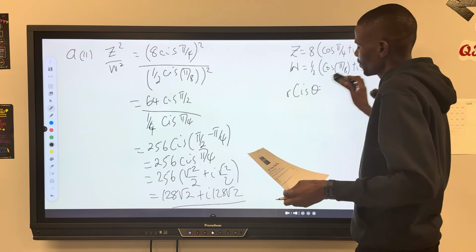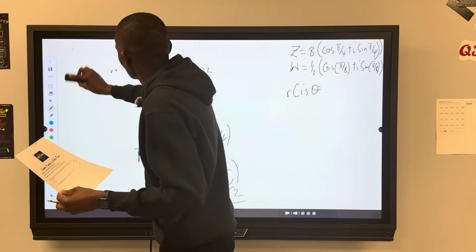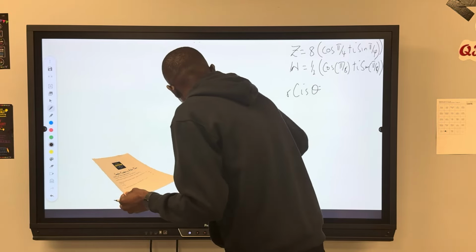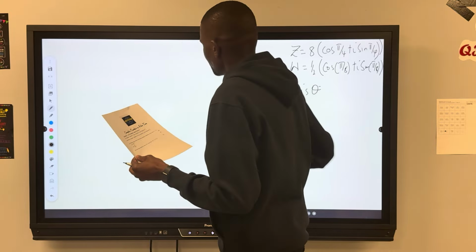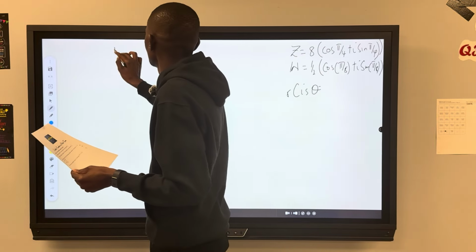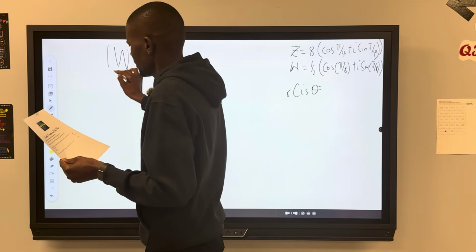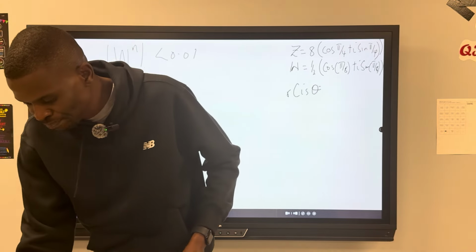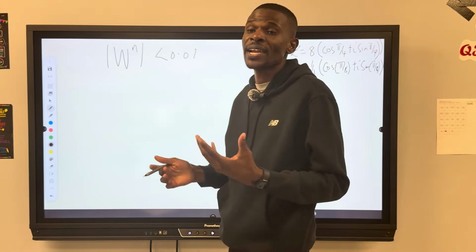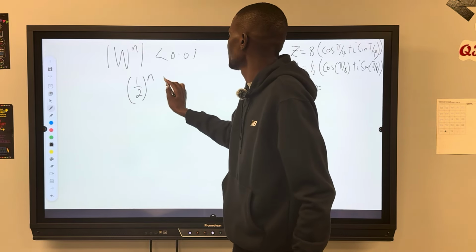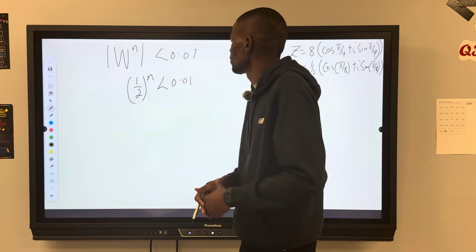The last part of the question, which is B: find the smallest value of n such that the modulus of w to the n is less than 0.01. Remember, we are told that the modulus is 1/2. So we want to solve this, right? It is less than that.